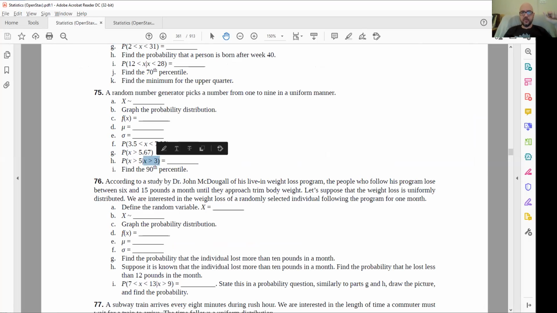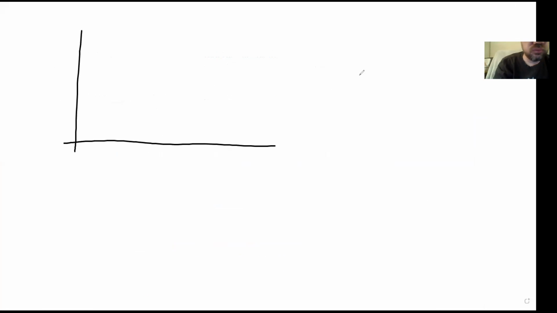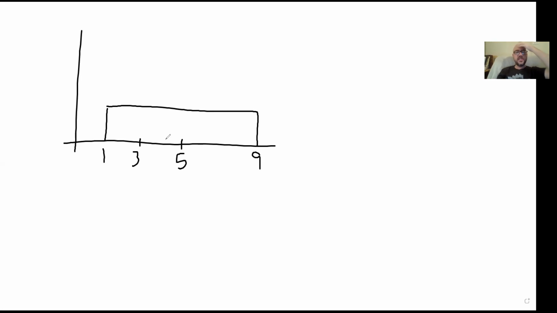So when I do that, let's go look at the picture, because it's actually much easier to see there. I'm going to clear everything and redraw it. All right, so we've got 1 to 9. So there's 5, and there's 3. If I'm looking for where x is both greater than 3 and also greater than 5, that's just this area here. This is where x is both bigger than 3 and also bigger than 5, because being bigger than 5 guarantees that you're bigger than 3.